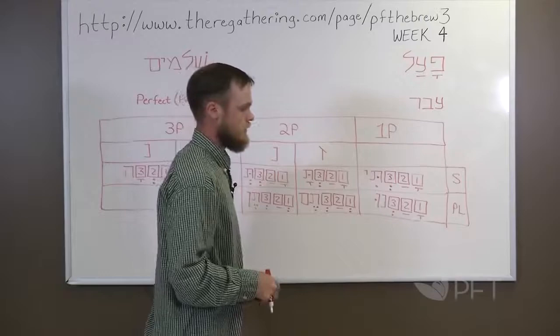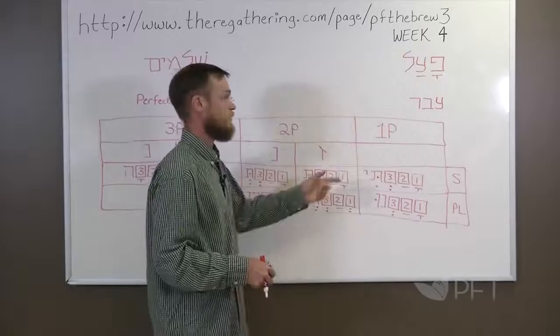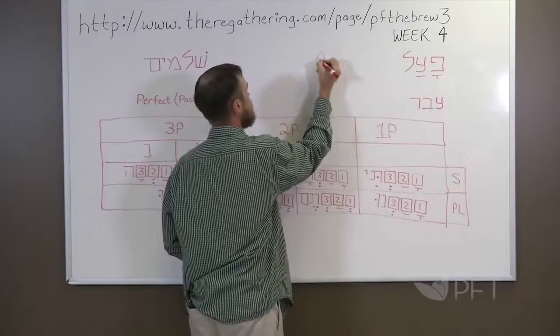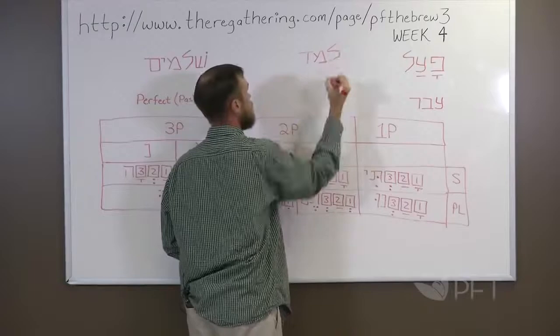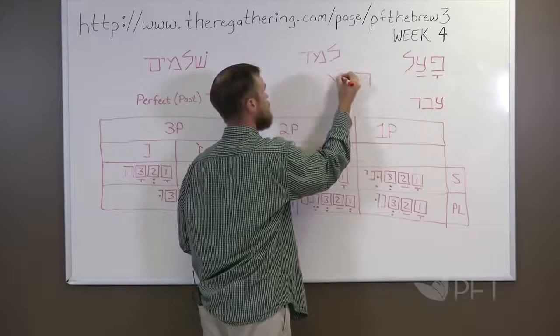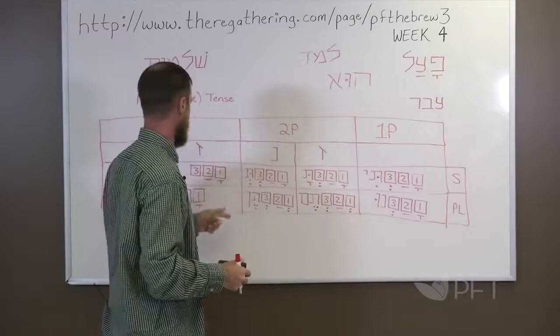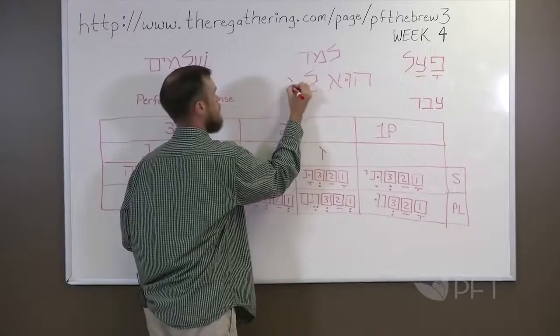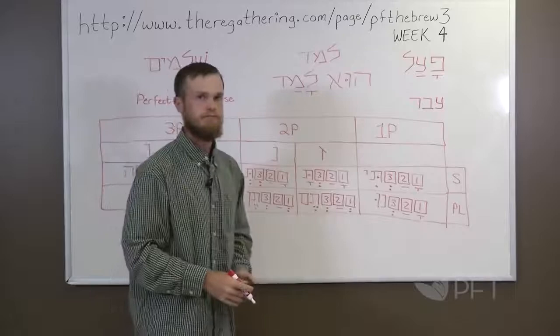Any three-letter root can be applied to this pattern. Lamed mem dalet, which means to learn. He learned would be hu, third person, masculine, singular. Hu lamad. He learned. And so on for any three-letter root.